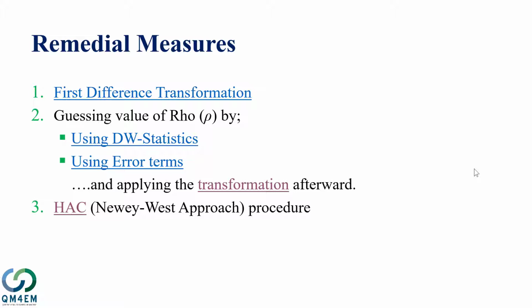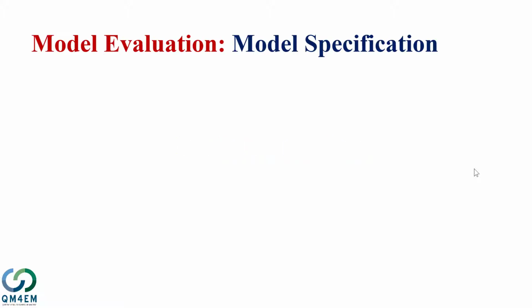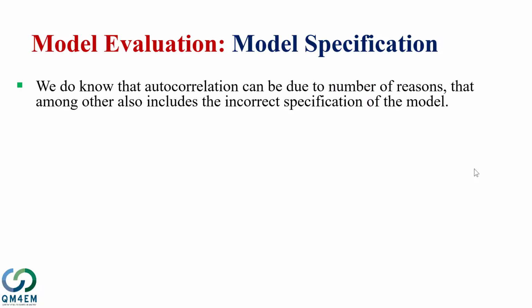There is only one thing left which we can slightly discuss. That's the model evaluation. So model evaluation refers to the model specification. We do know that autocorrelation can be due to a number of reasons, and one of them was incorrect specification of the model, as I told you at the start. So we use the model which is displayed here.